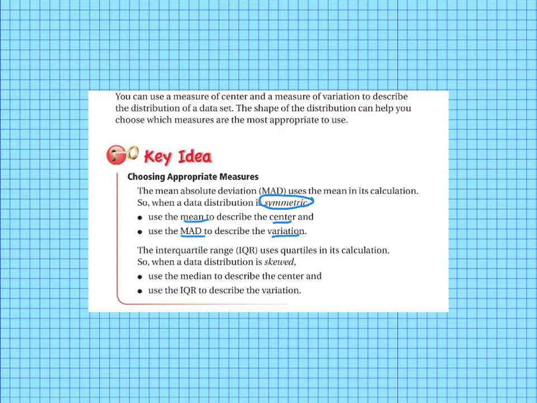And the interquartile range uses the quartiles in its calculation. So when a data distribution is skewed, either left or right, use the median to describe the center and use the IQR to describe the variation. That's really important information, and I know there's a lot of it, so be sure that it makes it into your notebook.